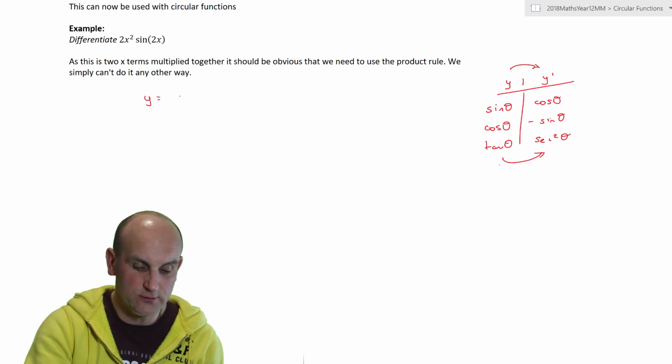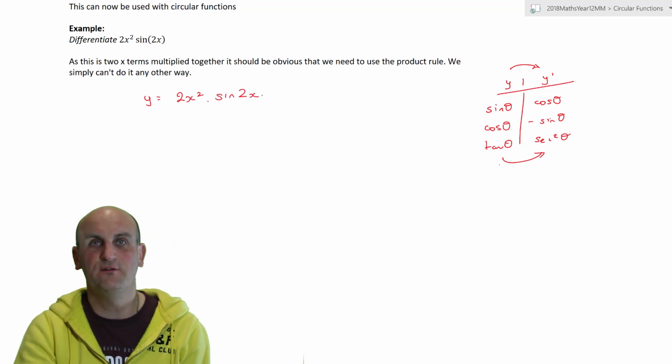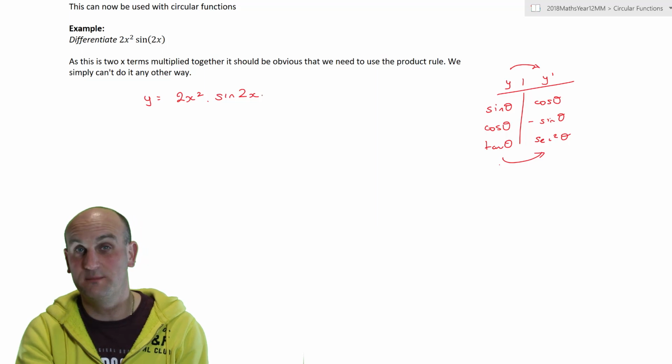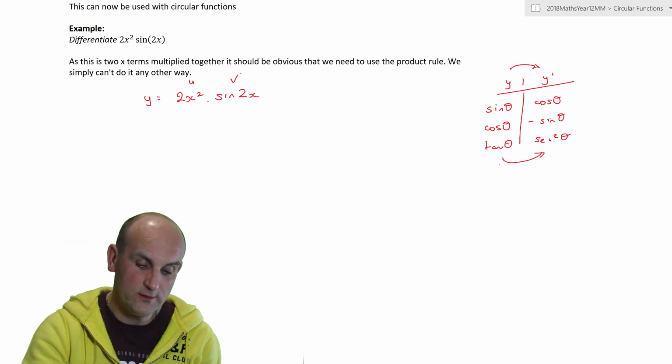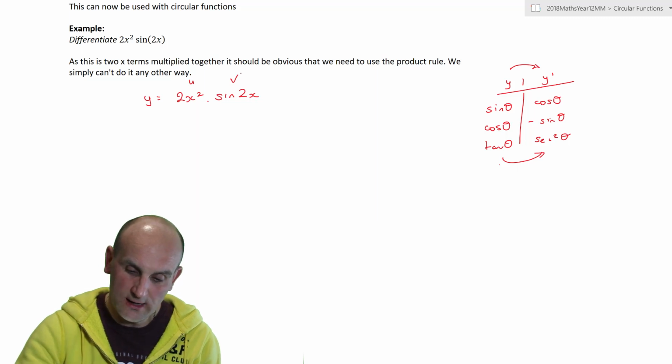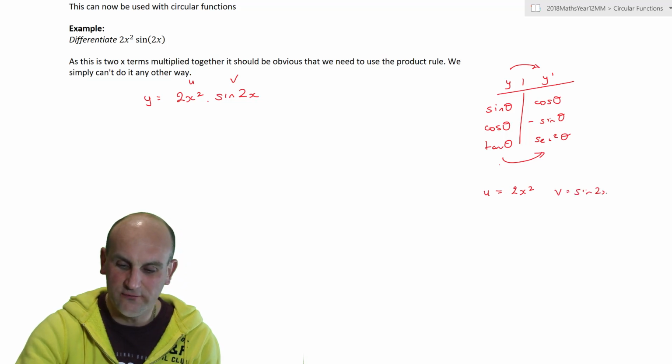We've got y is equal to 2x squared times the sine of 2x. Can't simplify that into one nice beautiful term that can be differentiated, so I've got to use my product rule. What do we do? We choose u and we choose v. So let's do my u is equal to 2x squared. My v is equal to the sine of 2x. u dashed is 4x.